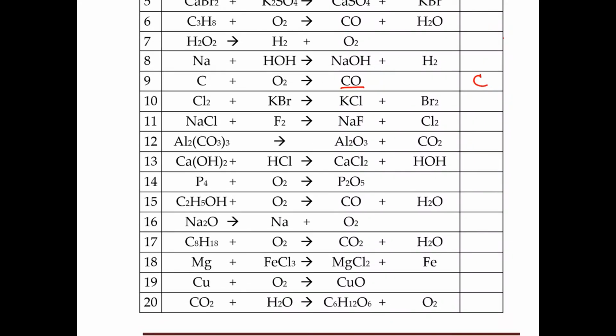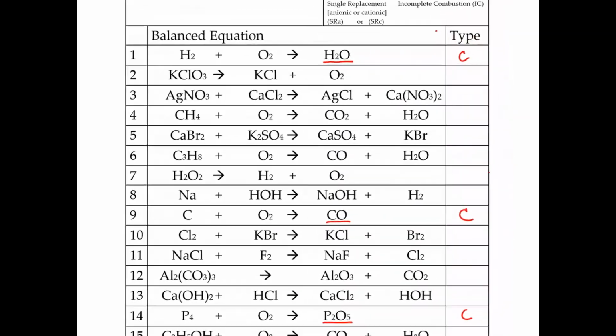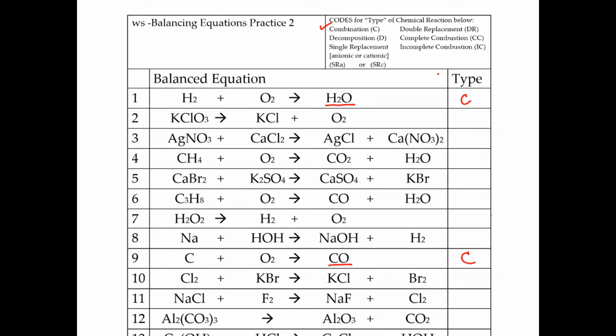As we continue to move down the paper, we look for reactions that have only one product, so that's going to be number 14. That's also going to be combination. And as we continue to look down, we see number 19 also has only one product, so that's going to be combination. Now we're going to look for reactions that are decomposition.